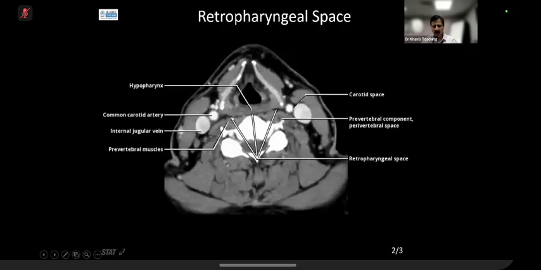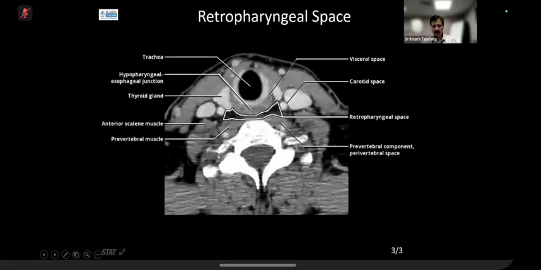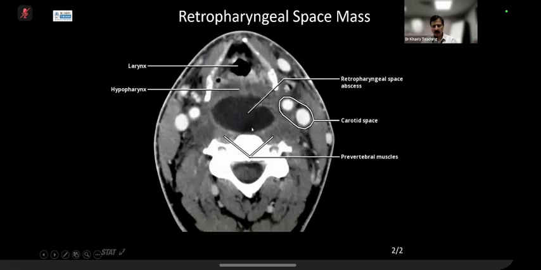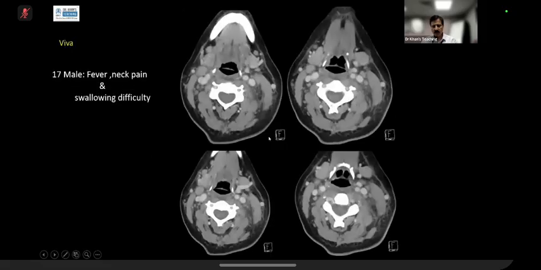Slightly inferior to that, another level where you can see this is the retropharyngeal space. And further inferiorly, you can see this retropharyngeal space. Now, as you see a mass or an abscess or whatever, you can see that it is anterior to the prevertebral muscles. So this is how you discriminate it. Another picture which tells you that this is how you are going to diagnose where it is. It is anterior to these muscles.